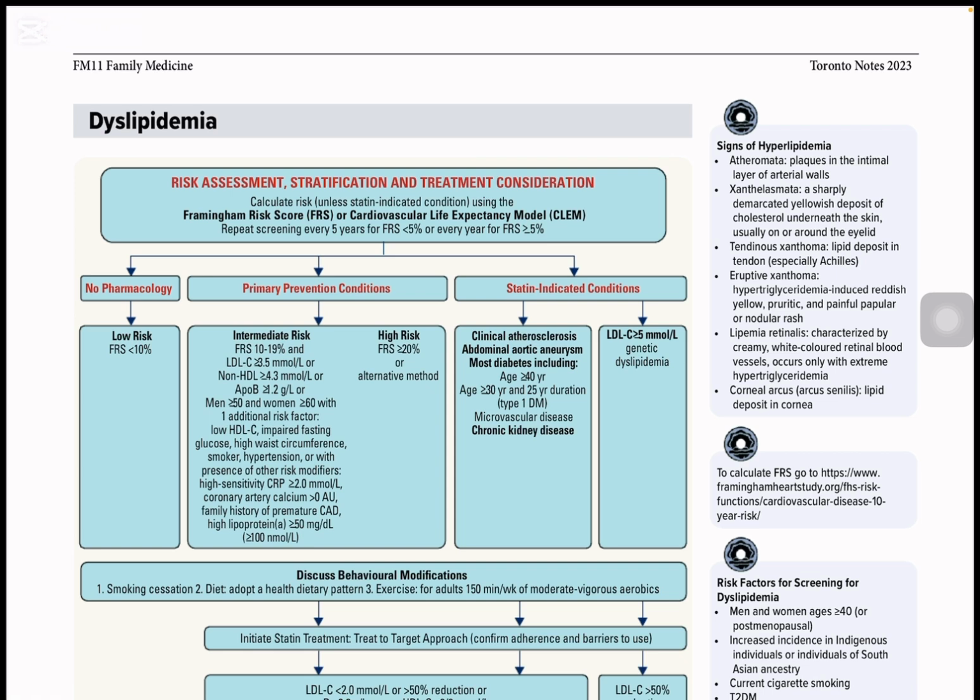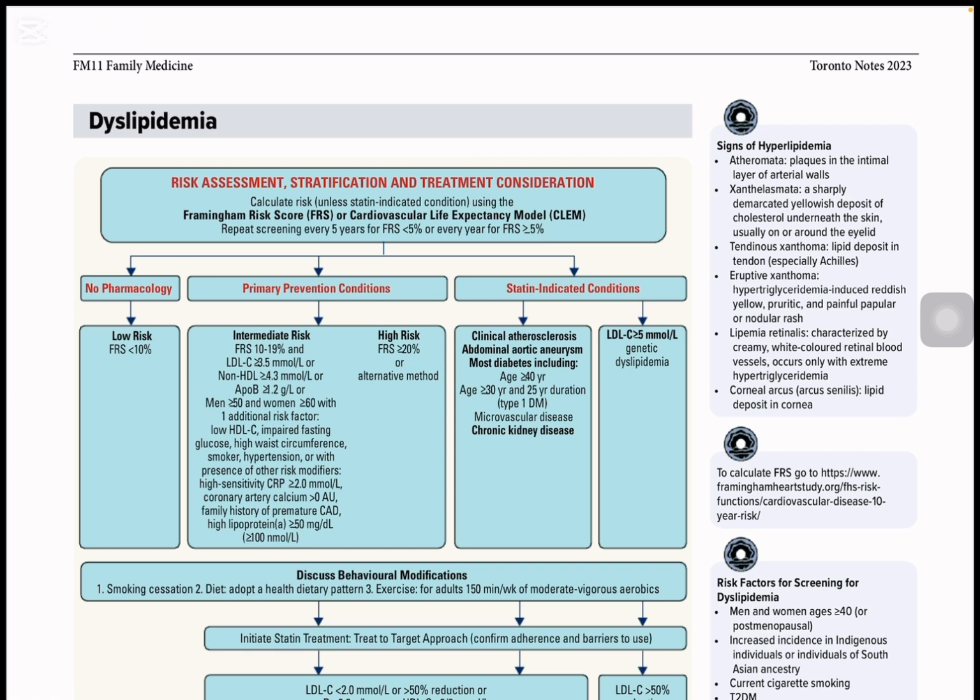So in this flow chart, throughout we have learned that we have to consider the FRS score. FRS less than 5%, screen every 5 years. FRS more than 5%, screen every year. If FRS is less than 10%, patient is at low risk. If more than 10%, less than 20%, then intermediate risk. For intermediate risk, you have to look at LDL. LDL more than 3.5 millimoles, then look at the age. Patient is more than 50 years, male, intermediate risk. Female more than 60 with one additional risk factor, hypertension, diabetes, or waist circumference, patient is intermediate risk. So discuss primary prevention conditions.